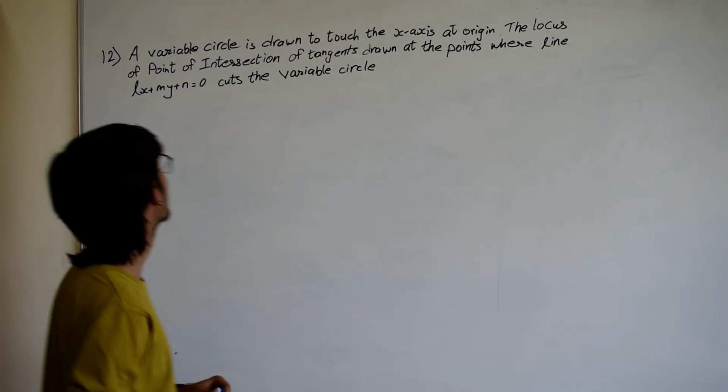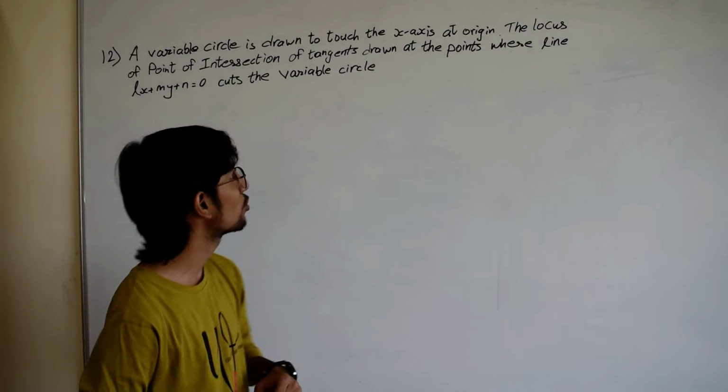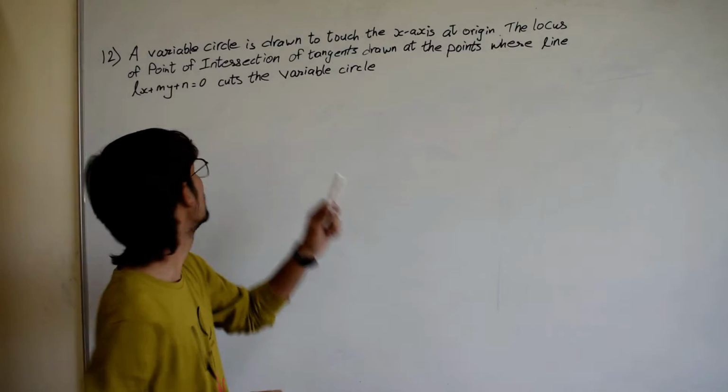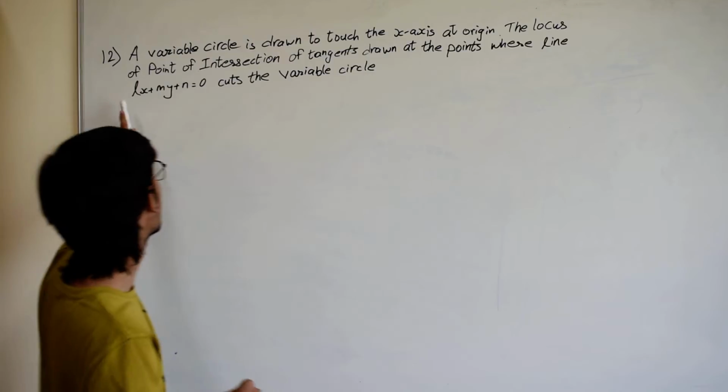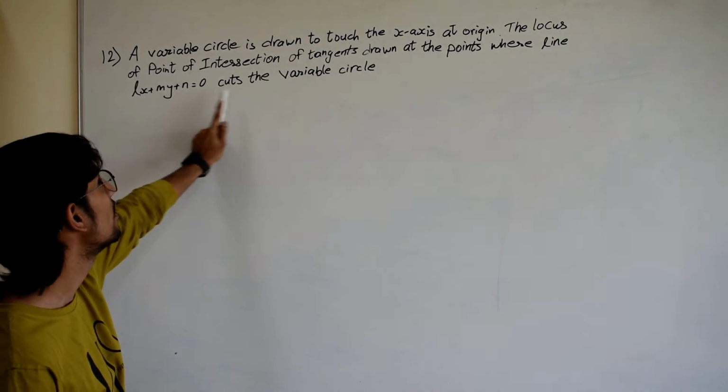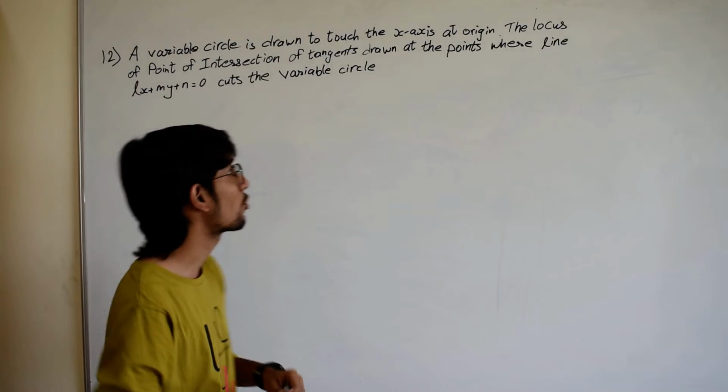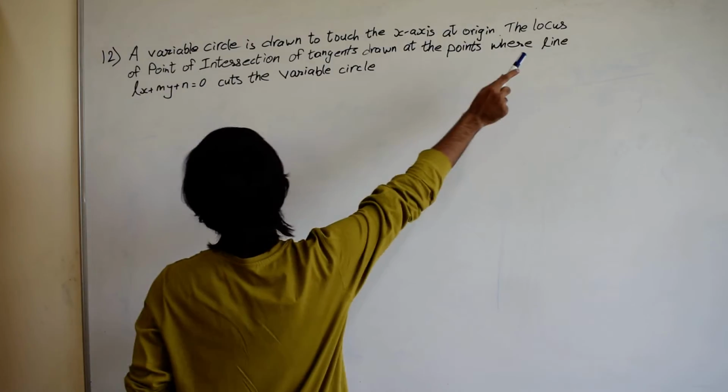So the 12th question we have is: a variable circle is drawn to cut the x-axis at the origin. Find the locus of the point of intersection of tangents drawn at the points where the line lx plus my plus n equals 0 cuts the variable circle. So the question wants us to find the locus.